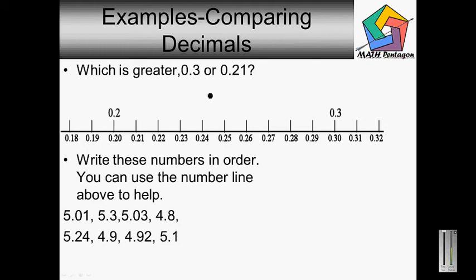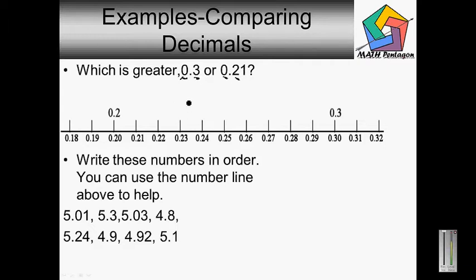Okay, let's do a few examples on comparing decimals, and our first question is asking us which is greater, 0.3 or 0.21. It's pretty simple, folks. We have the same numbers right here, 0 and 0 before the decimal point, so it's even right there. We got a 3 here and a 2 here. What is greater, 3 or the 2? 3 is greater than 2.